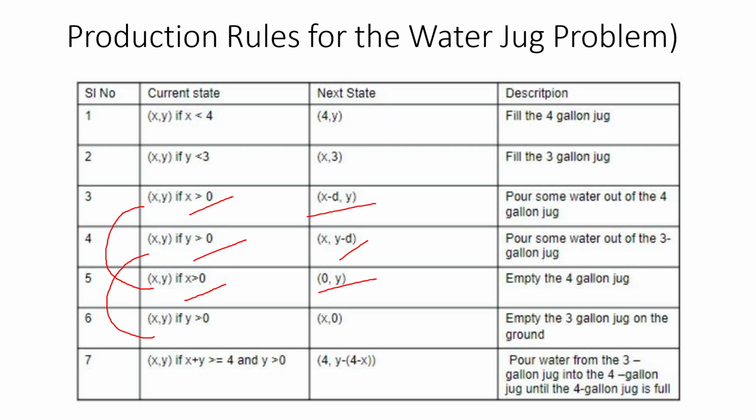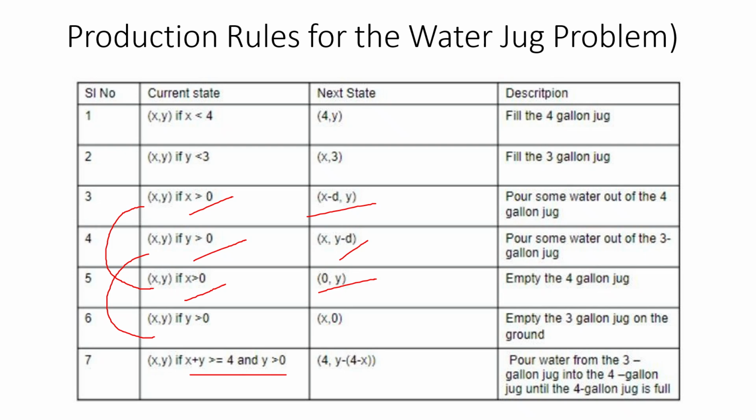And the seventh rule is to pour water from the 3 gallon jug into the 4 gallon jug until it is full. So the condition is x plus y is greater than or equal to 4 and y is greater than 0. If both conditions are satisfied, we can pour water from the 3 gallon jug into the 4 gallon jug until the 4 gallon jug is full. So we can write it as (4, y minus (4 minus x)).